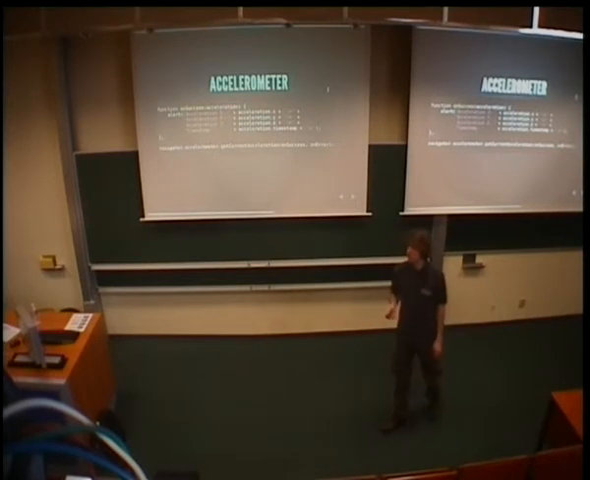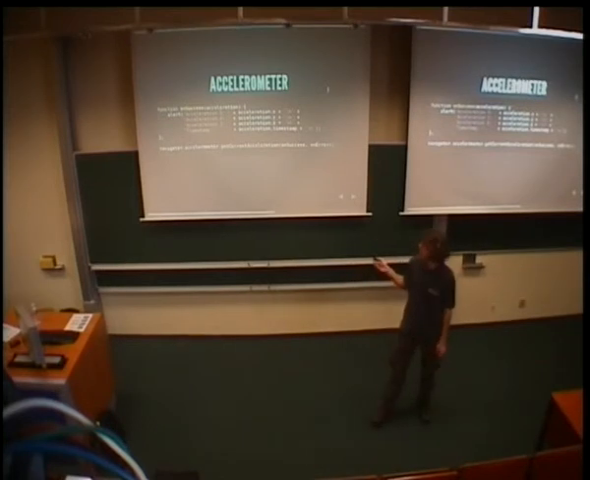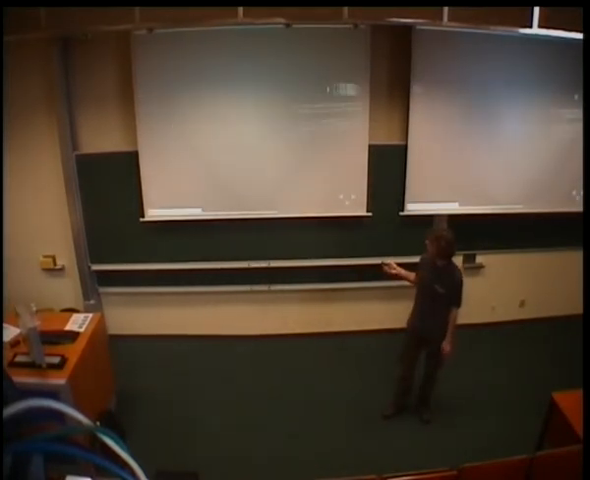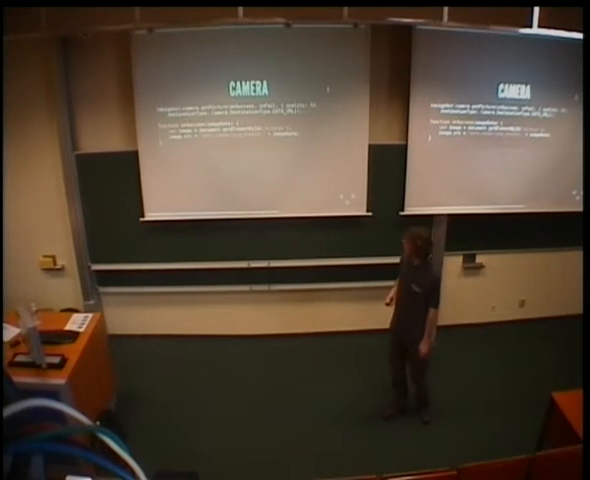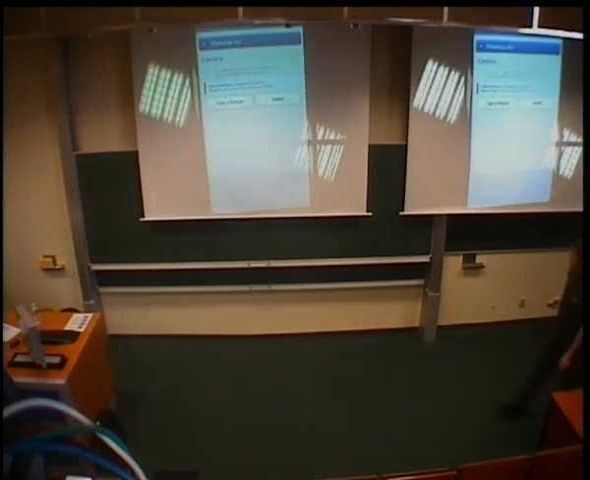Accelerometer is a very similar API. The only difference is that you will get a different object, in this case acceleration. Camera. You can do a lot of things with the camera, taking pictures, getting them from your photo library.